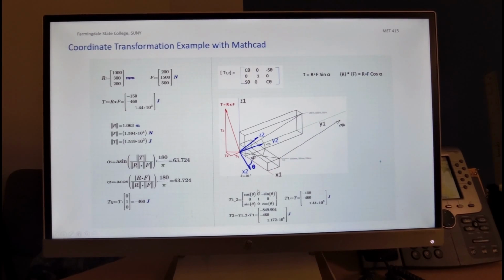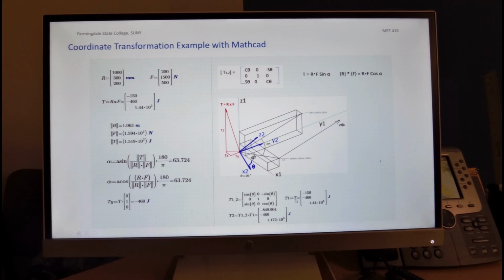Now, we can build the transformation matrix in Mathcad. We can denote it as T1_2. We put in the values the same way as we found them earlier: cosine theta, 0, minus sine theta; 0, 1, 0; sine theta, 0, cosine theta. We can define the torque vector in coordinate system 1. Before we called it t. Now, when we have two coordinate systems, we'll call it T1.